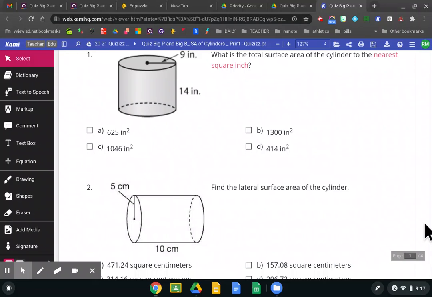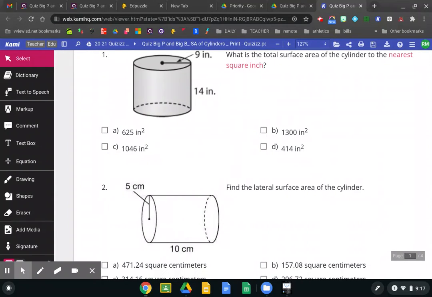All right, guys, this is the test for big P, big B, and surface area of a cylinder. You do need your calculator, so I'm going to pull mine up, have it ready, and here we go. What is the total surface area of a cylinder to the nearest inch? On this one, nearest inch means no decimals.